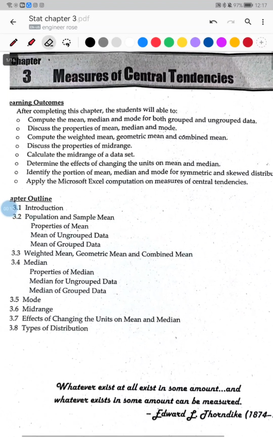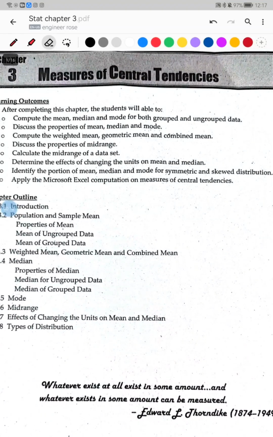Our learning outcomes: first, to compute the mean, median, and mode for both grouped and non-grouped data. Second, discuss the properties of mean, median, and mode. Third, compute the weighted mean, geometric mean, and combined mean.